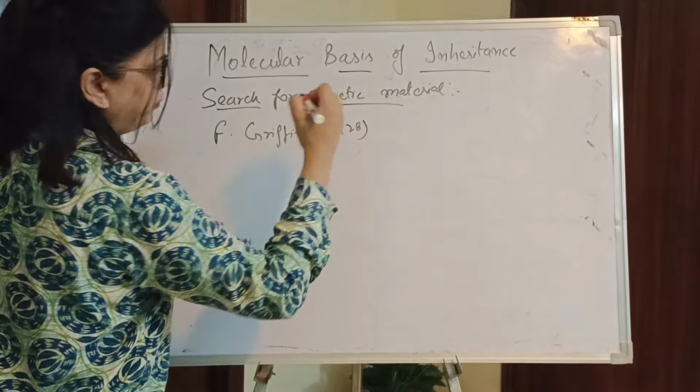So what was his experiment? Let's talk about the steps of his experiment. Basically, in the first step, he injected R strain into mice and observed that the mice survived.